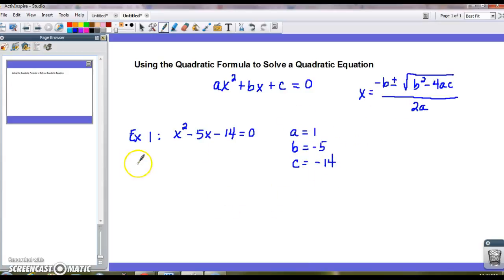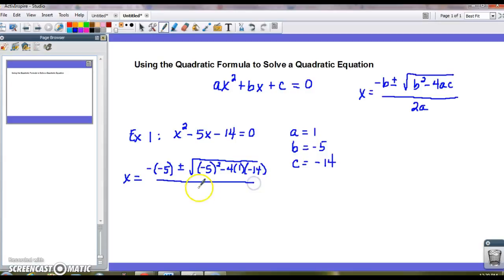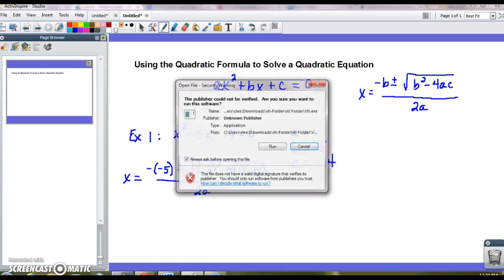So now all I'm going to do is plug into my formula. So I have x equals negative b, which is negative 5, plus or minus the square root of b squared, so negative 5 squared, minus 4 times 1 times negative 14, all of that over 2a. So that is the setup for the quadratic formula.